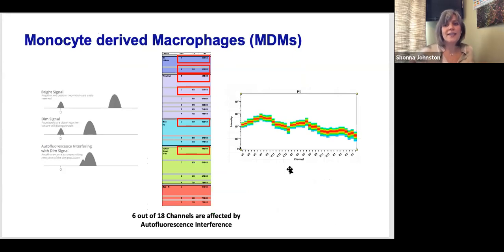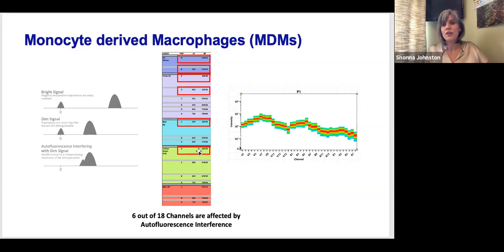So autofluorescence is our big thing that we're really interested in. Because we work with macrophages so much, you can see that if you've got a bright signal, great. If you've got a dim signal, still okay if you don't have high autofluorescence. But if you've got high autofluorescence, then you're going to impact pretty severely on any dim signals. I did a test with some monocyte-derived macrophages, and 6 out of our 18 channels on our 5-laser LSR were essentially affected by autofluorescence interference. So for those 6 channels, you had to have a pretty bright fluorochrome on them, which is a shame because some of those are pretty decent channels.